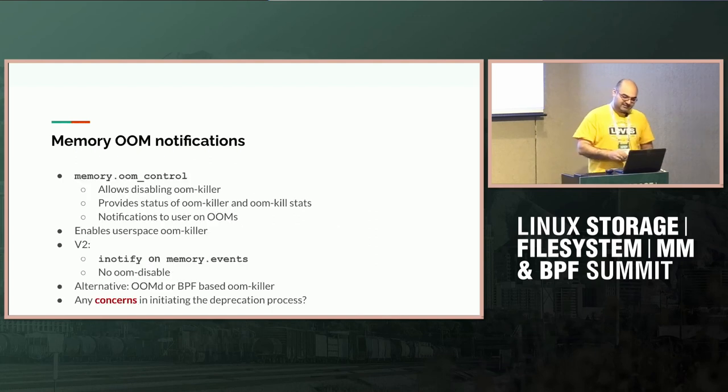Okay, so this is the interesting one. Here, OOM notification. In V1, it allows you to disable the OOM killer. If you read, it gives you the status of the OOM killer and the stats, and then you can also have the notification. The use case was to implement a user space OOM killer through this interface. Now, V2 does provide a notification alternative, like inotify on memory.events. But in V2, you cannot really disable the OOM killer.